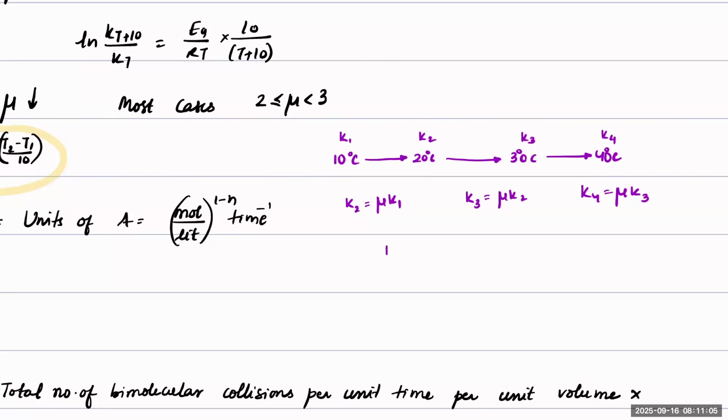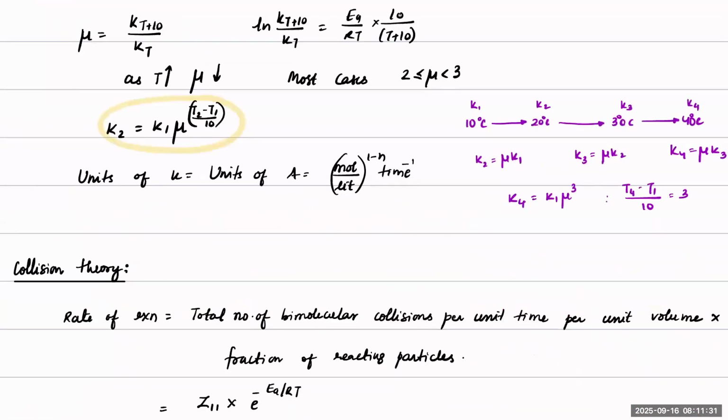So in that case, what can I write? Can I not write K4 is equal to K1 into mu raised to 3? And how did we get that 3 here? Because it is for every 10 degrees rise, which means temperature T4 minus temperature T1 by 10. That is how you got 3, and that's what we have replaced for the exponent. That's how we got this formula. Clear? Typically, the units of K are mole per liter raised to the power of 1 minus n, and time inverse. Clear?